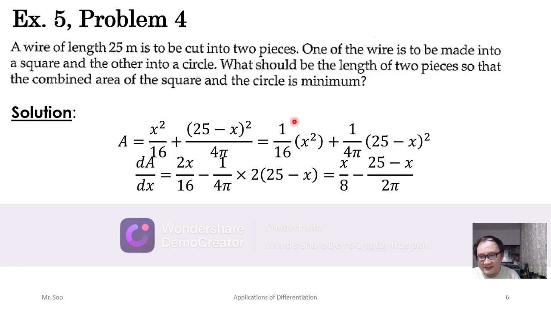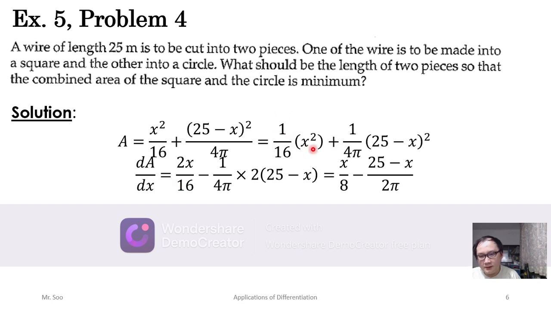By the way, x squared over 16 is the same as 1 over 16 times x squared. I can take out the constant, then the variable, which is x squared, I leave like that. Same thing, 1 over 4 pi is a constant, I can take it out, then I leave 25 minus x squared. Then all I need to do is differentiate the area with respect to x.